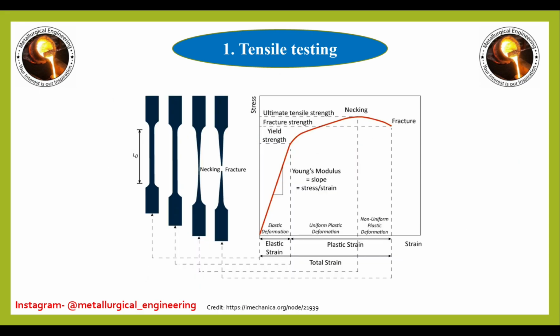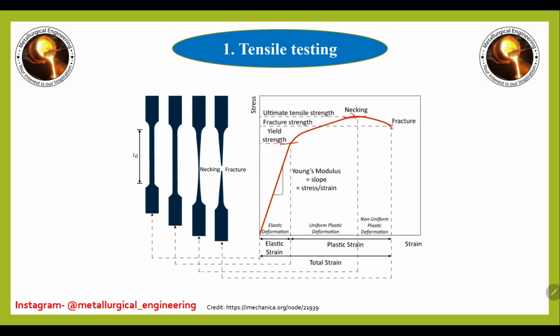So here you can see in this figure the things I have explained in the previous figure. It is shown in detail here. First we have the linear region. Here we have yield strength. Second we have ultimate tensile strength, which is the maximum stress, and finally we have this fracture.